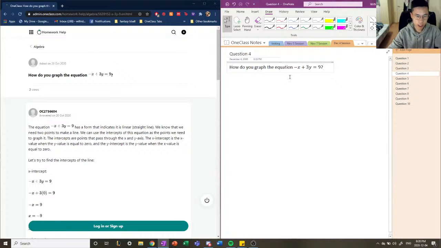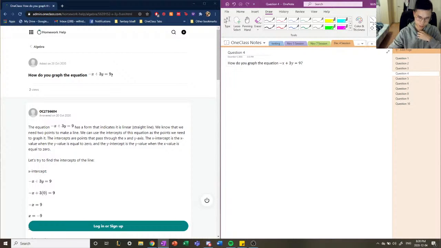How do you graph the equation negative x plus 3y equals 9? Whenever you're graphing any kind of function, first of all, you have to identify what kind of function it is. We look at our equation here, and we see that there are no powers, no squareds, no cubic powers. So we now know that this is a line equation. This line equation basically says: what are the values of x and y that will equal 9. So it's going to be a line, essentially.